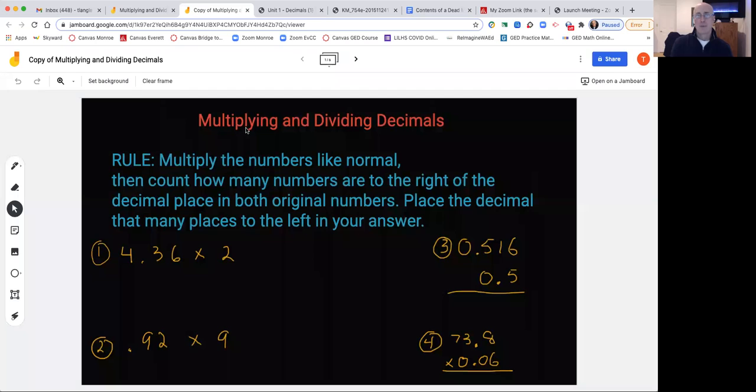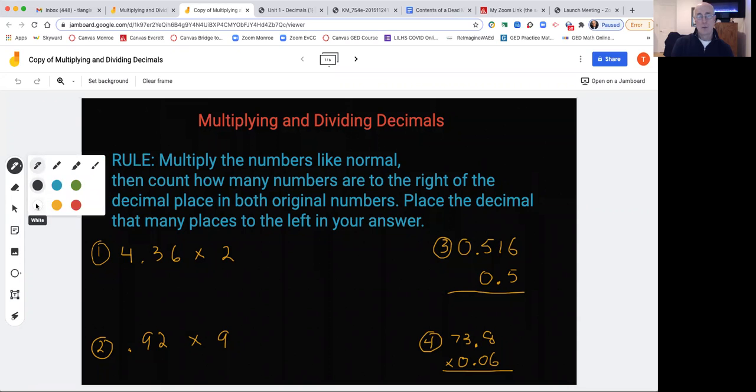So let's jump right into it. If you look on my screen here, I have multiplying and dividing decimals. My encouragement is press pause, copy everything down, then press play, and we'll go from there. All right, having said that, first I want to talk about this rule.